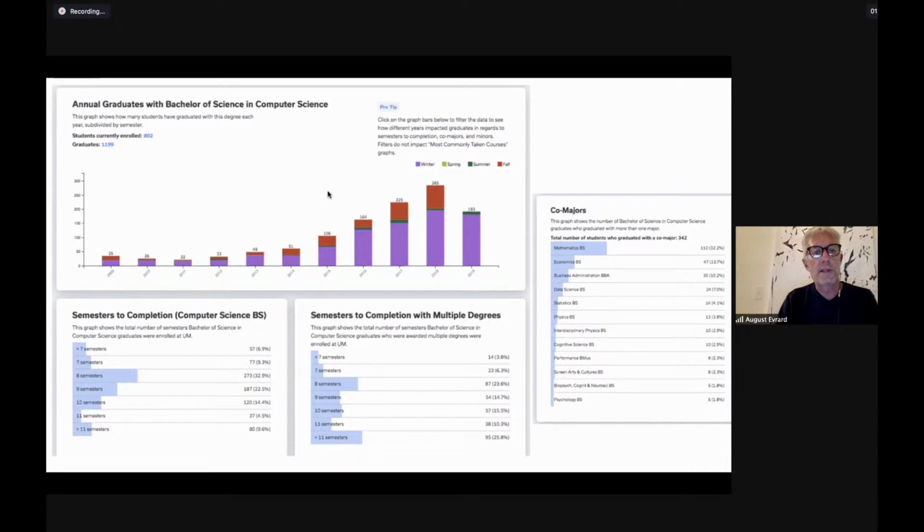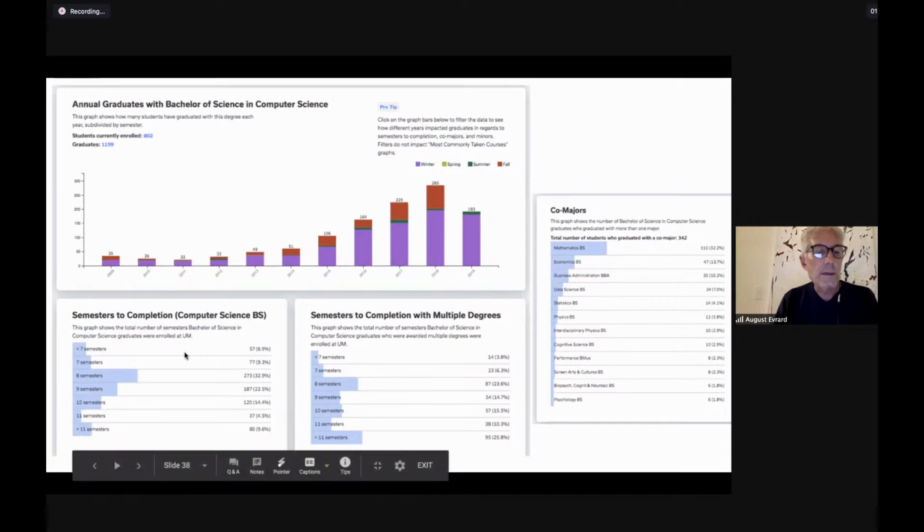And what I'm showing you is the Bachelor of Science in Computer Science, and we show things like the number of students who graduated with that major, and you can see, starting in 2009, you only had a handful, and then it just grew by a factor of 10 in a decade, right? And continues to grow. This is a graph that I made last year, so I didn't update it for tonight. We show what the common co-majors are for that degree, how many semesters it took to complete, either with a single degree or with multiple degrees, right?